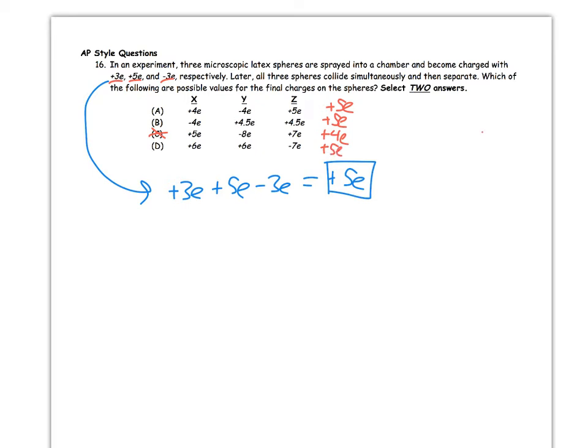The other thing we have to keep in mind here is charge is quantized, and the smallest possible unit of charge is e. We can't have part of that fundamental charge. So we see here for B, we have half an e. So that also is not possible, which means the only two remaining are A and D. So those are going to be our two correct answers here.